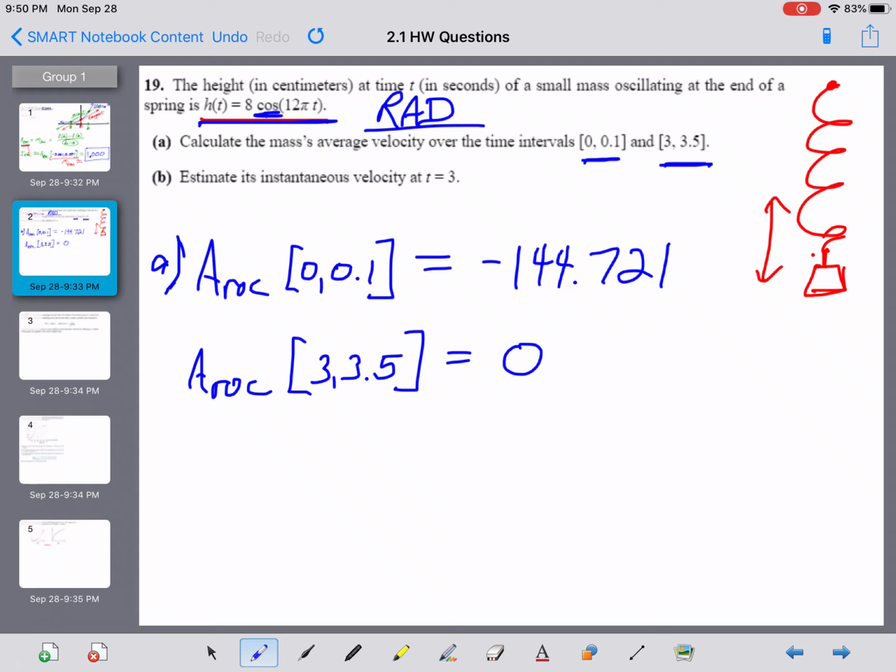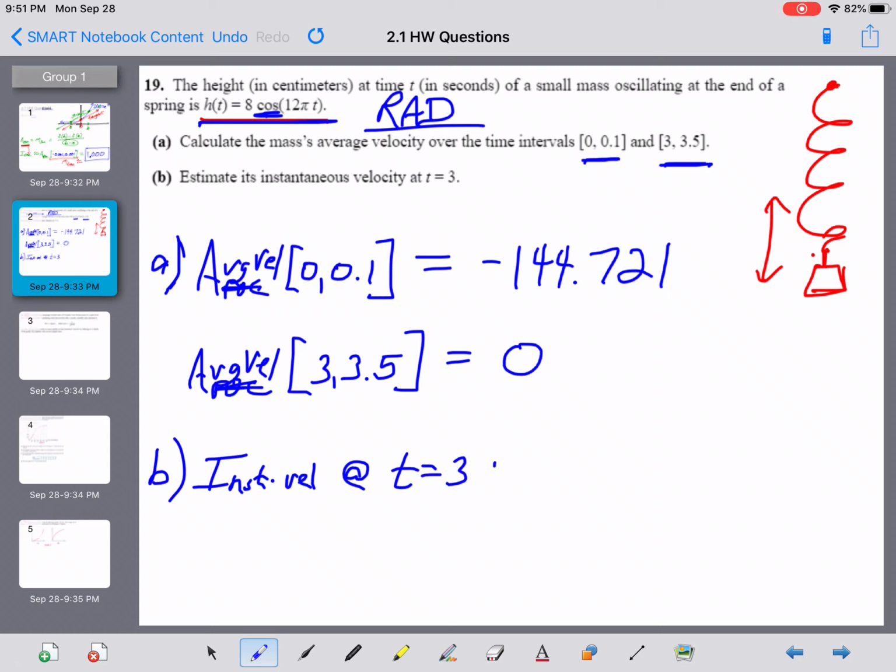And then B, estimate the instantaneous velocity at t equals 3. Well, again, let's try to write this out. The instantaneous velocity, and I just realized, guys, I wrote average rate of change. That's not wrong, but it'd probably be better to write average velocity right there in both of those cases. And now we're doing an instantaneous velocity at the time when t is equal to 3.